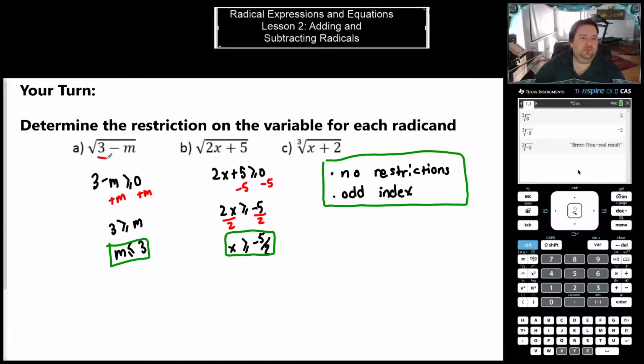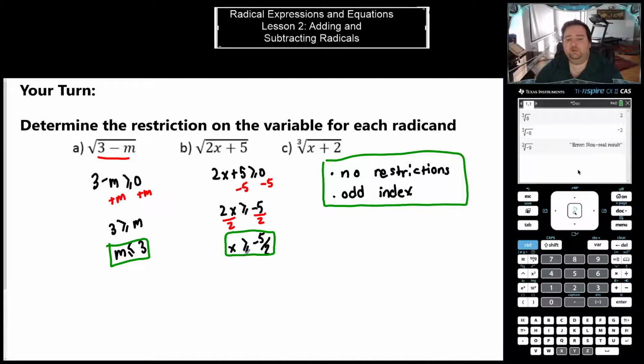So we're just going to take the inside here, 3 minus m, and set it greater than or equal to 0. Isolate the variable, add m to both sides, and you have 3 is greater than or equal to m, or just flip it around, m is less than or equal to 3. On this one, you have 2x plus 5 greater than or equal to 0. Subtract 5 from both sides, get that 2x by itself. And then we need to get rid of the 2 in front of the x, so we divide by 2.